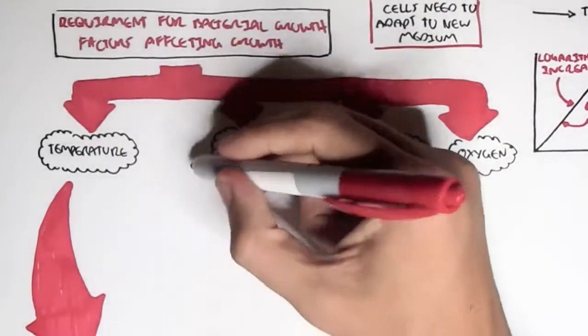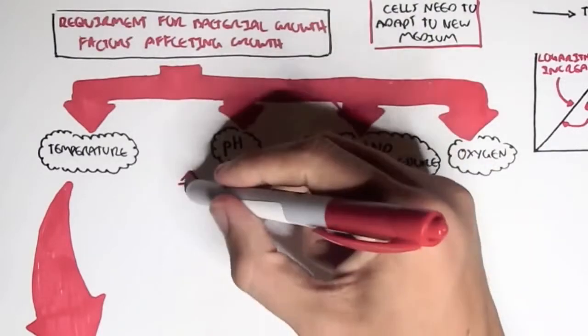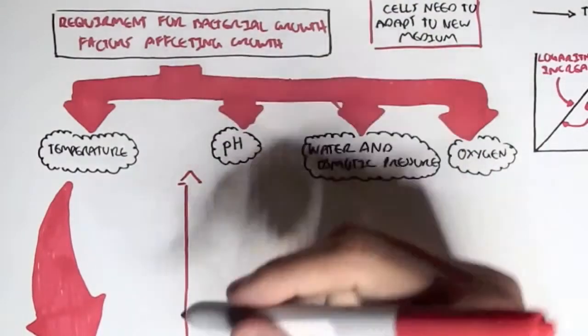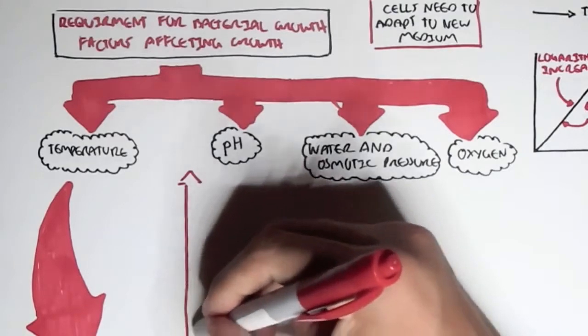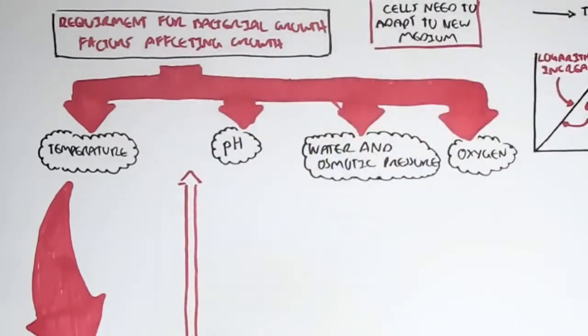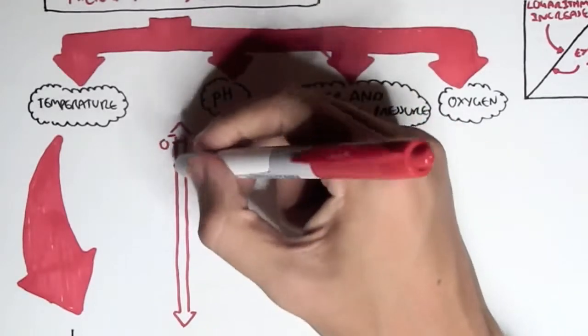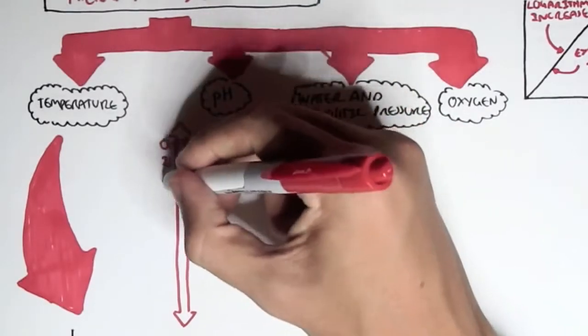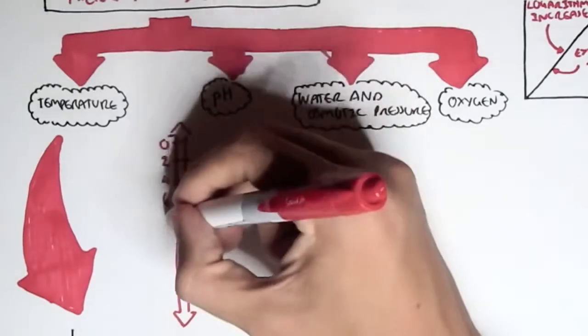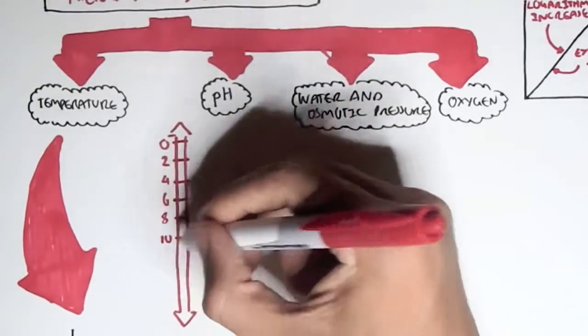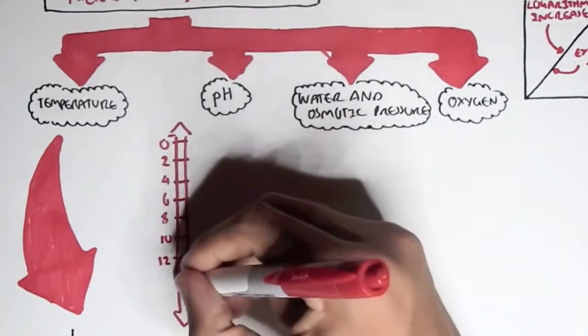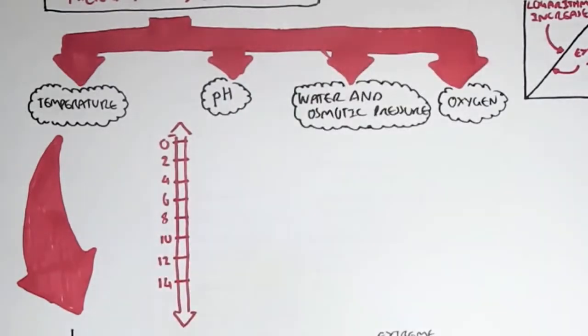Next, let's look at pH. pH also is an important factor affecting bacterial growth. pH, if you know, goes from 0 to 14, where towards 0 is more acidic, towards 14 is more basic. Different bacteria require different pH in order to grow optimally. If they are grown in a pH that is not suitable for them, they will die, essentially.